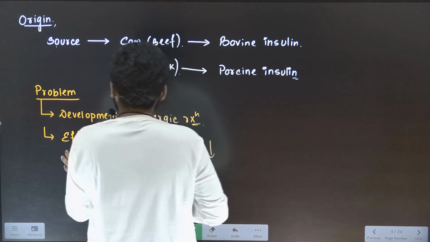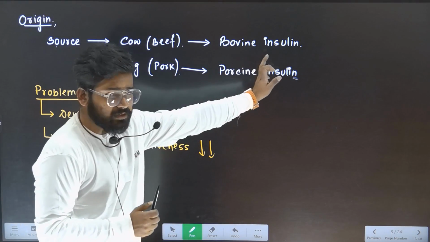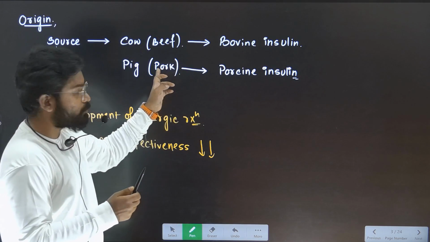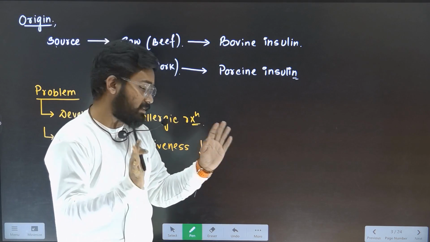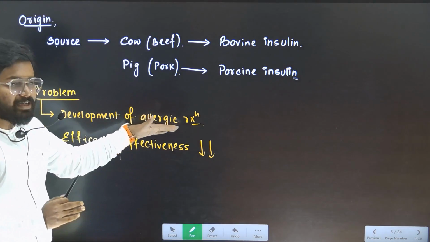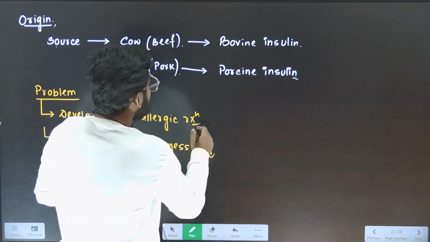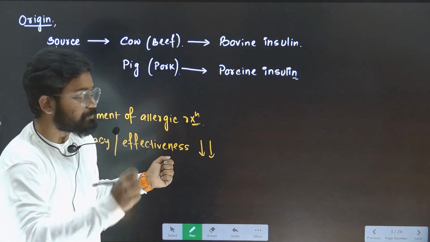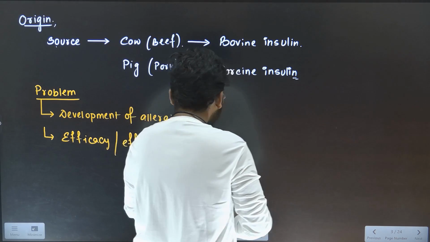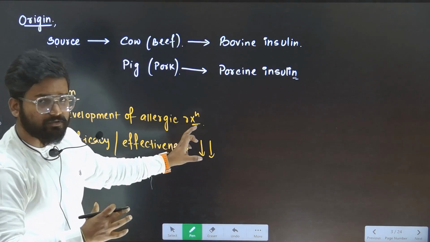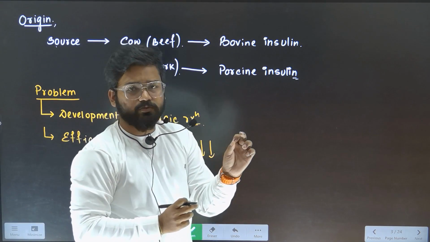So the efficacy or the effectiveness of the insulin whose source was bovine or porcine was not up to the mark, and the major problem was development of allergic reactions. Here we can also use the term hypersensitivity. So to reduce these things, we have to shift to a proper source.